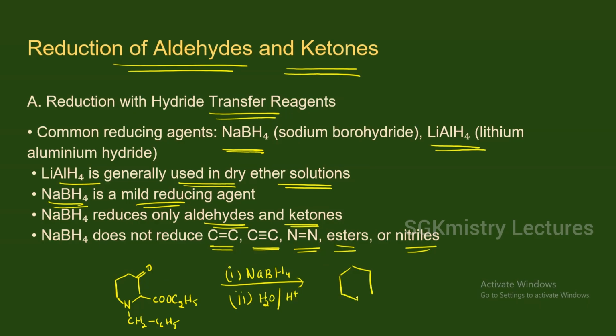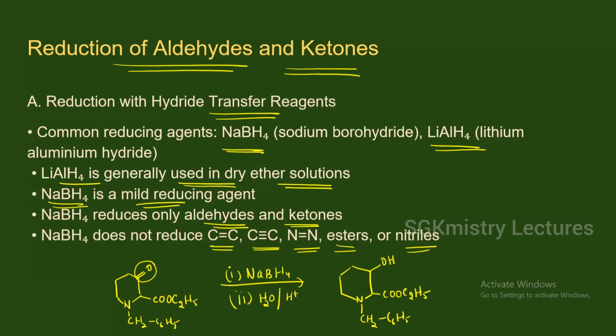Now, the ring remains intact. Only this double bond O, which is a ketone group, is reduced to OH group. Here, all the other groups remain the same: C6H5, here COO C2H5, right? So this is with respect to the reduction of aldehydes or ketones with sodium borohydride.